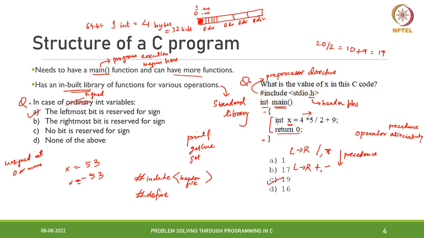Yeah, just one at a time, please. So when I say ordinary, I mean that it's a signed int variable. That means it can store positive and negative values both. So it will take the leftmost bit for storing the sign of the integer variable, and the remaining 31 bits will be used for storing the absolute value of the integer. Is that clearer?